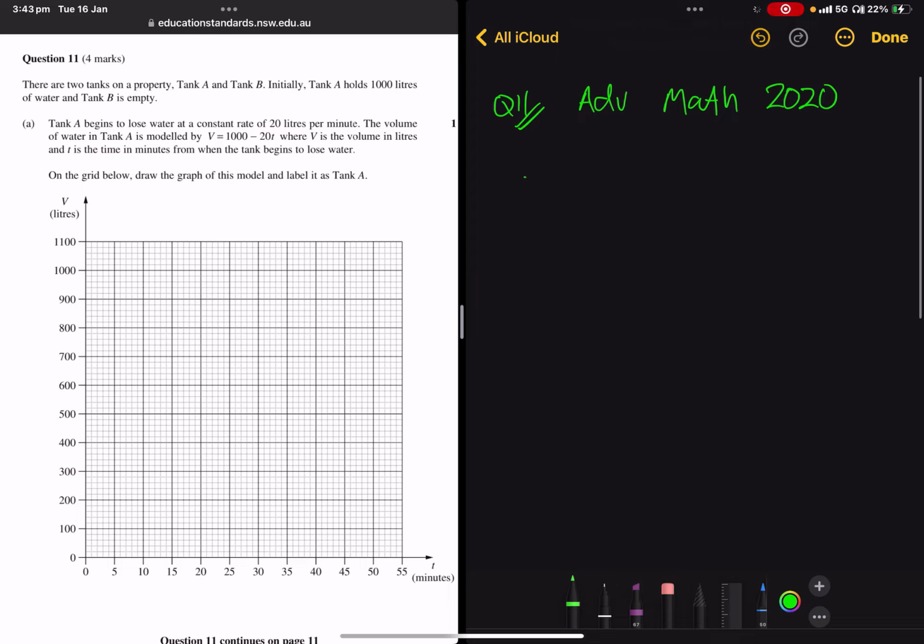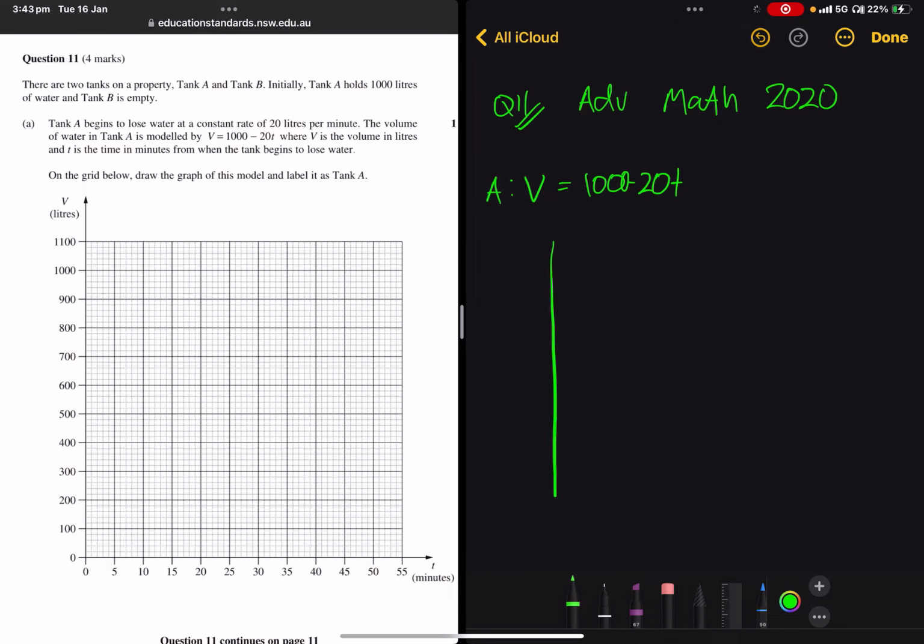So they've told us the volume of water in tank A, so we'll say the volume is equal to 1,000 minus 20 times time. And this is where volume is in litres and t is in minutes. So they say on the grid, draw the graph of this model. This is essentially just drawing a straight line.